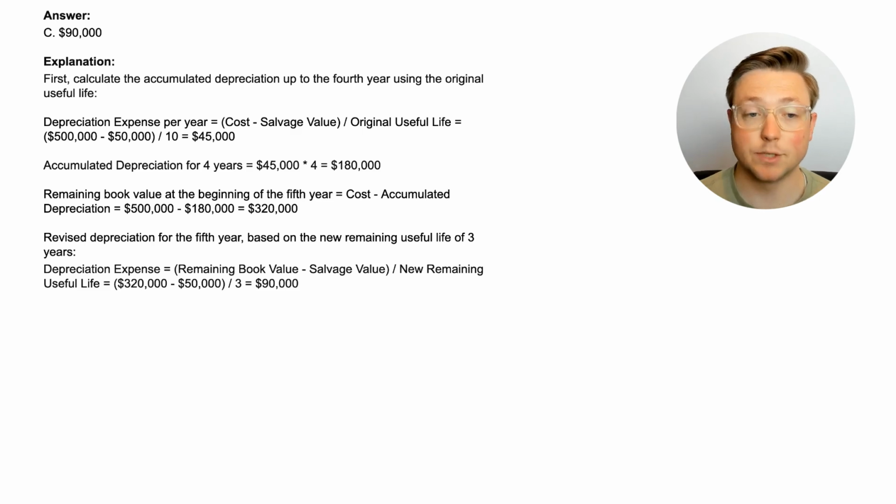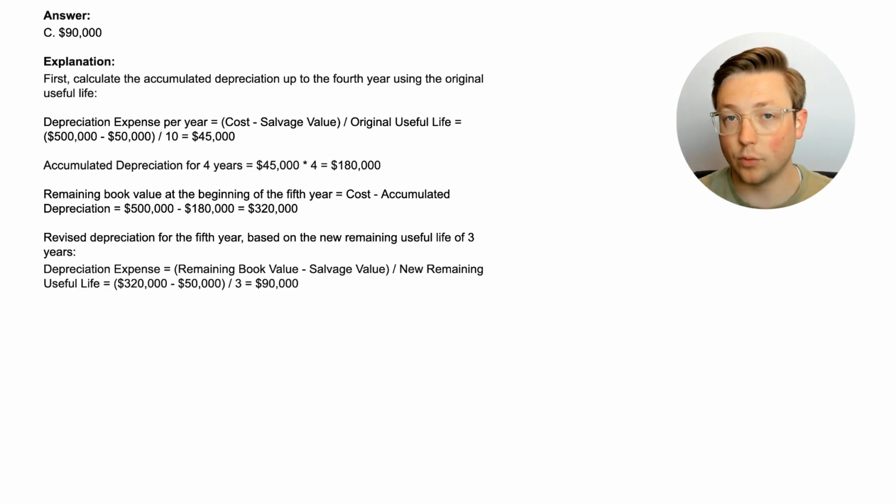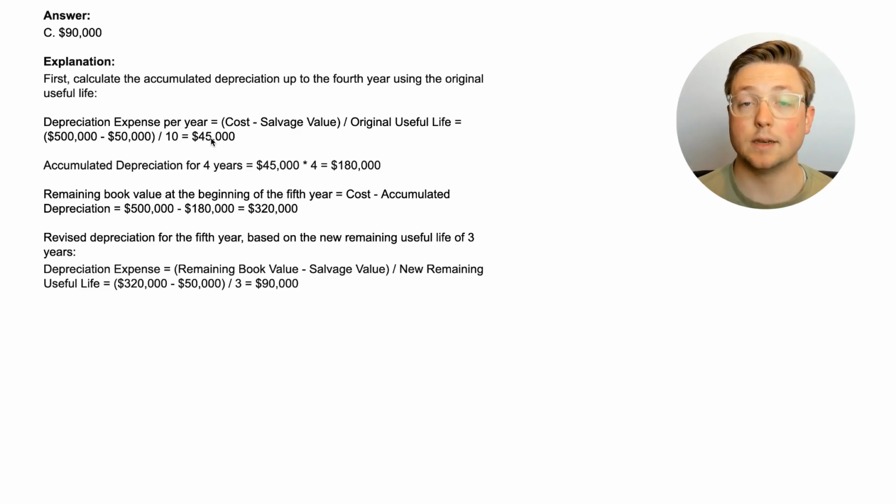All right, the answer is $90,000. So let's walk through this. First, we have to calculate the accumulated depreciation up to the 4th year. So again, those 4 years that they had it where they had accounted for the depreciation. That means you have to take the cost, which is $500,000, less the salvage value, that's $50,000, all divided by 10. That gives you $45,000 of depreciation that was taken for the past 4 years each year. So you multiply that by 4, that gives you $180,000. Subtract that from the original cost, and that means you have $320,000 of adjusted or remaining basis.